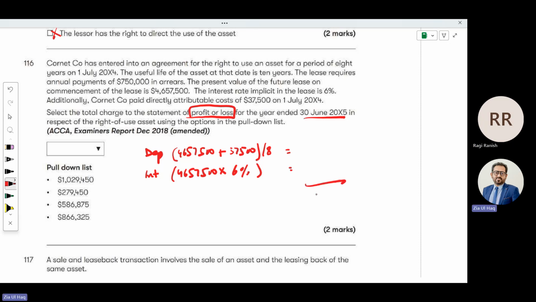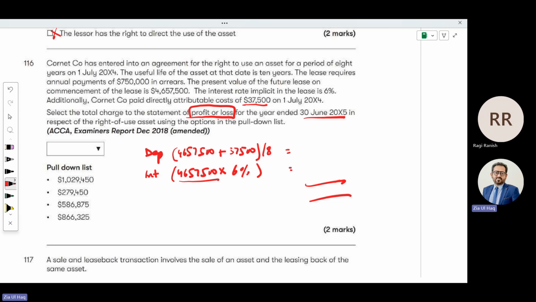So you can calculate the total amount in it. Simple. This amount will be added to the asset cost. This is directly attributable cost, meaning the initial direct cost paid should be added to the asset. Lease payment plus direct cost, that is the total value of the asset, divided by its life. We can calculate depreciation. And payment in arrears means we need to calculate interest on the lease liability.